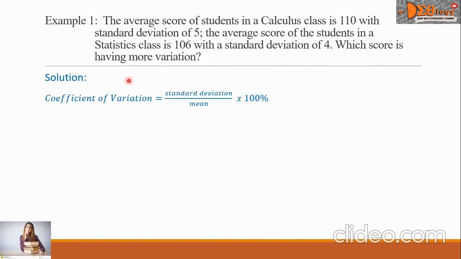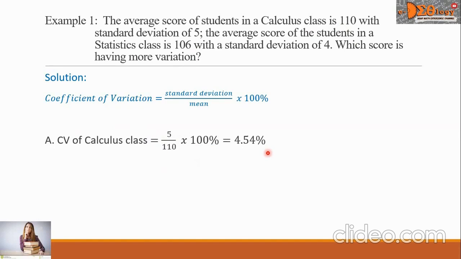For our solution, let us write the formula for the coefficient of variation. Then let us compute for the coefficient of variation of the calculus class, which is equal to 5, that is the standard deviation, over 110, which is the mean, times 100%. Using our calculator, the value is 4.54%.